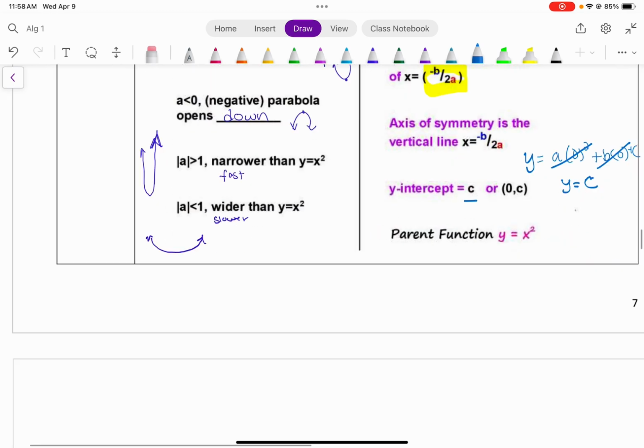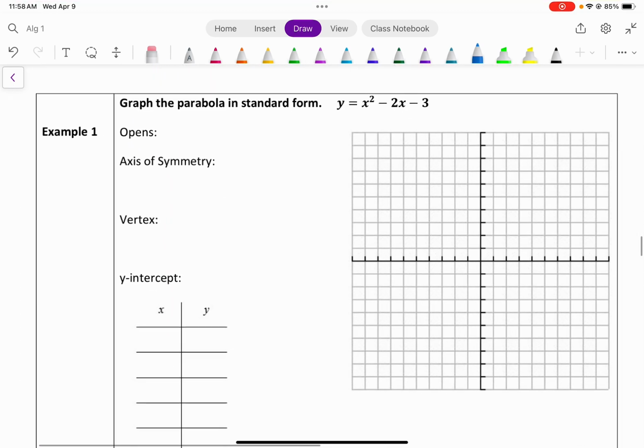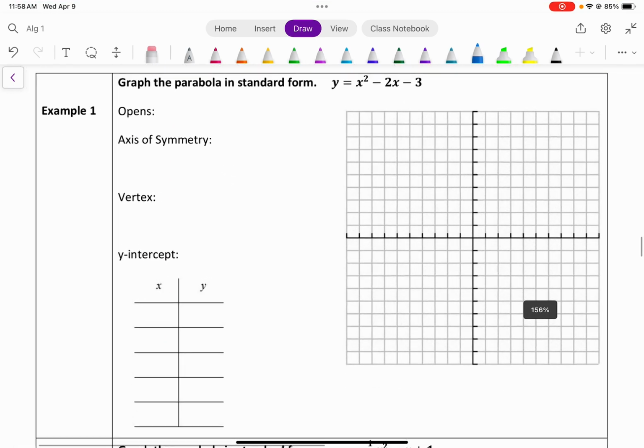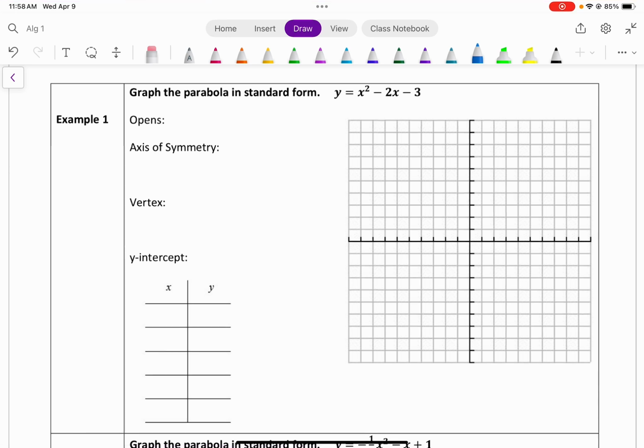Let's take this and apply it to a couple of problems here. So if we wanted to graph the parabola in standard form, well, y equals x squared minus 2x minus 3 has an a value of 1. This is positive, so we know it'll open up. Now to find my axis of symmetry, I'm going to write down my formula. I need to take negative b divided by 2a. It'll be a lot faster than having to do the whole quadratic formula, won't it? So my b value is negative 2. And we already said our a value is 1.